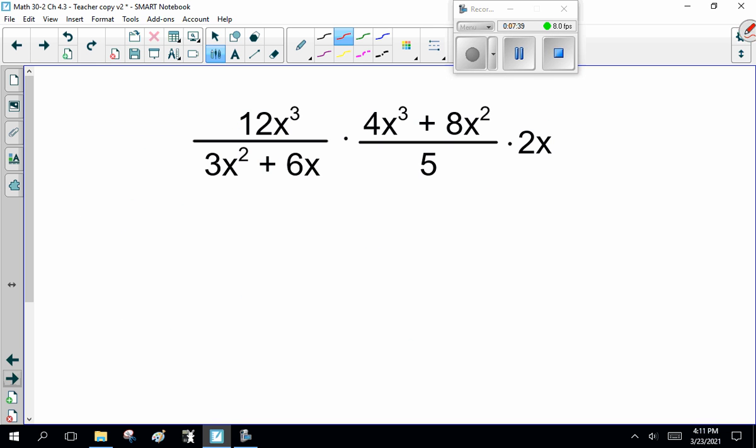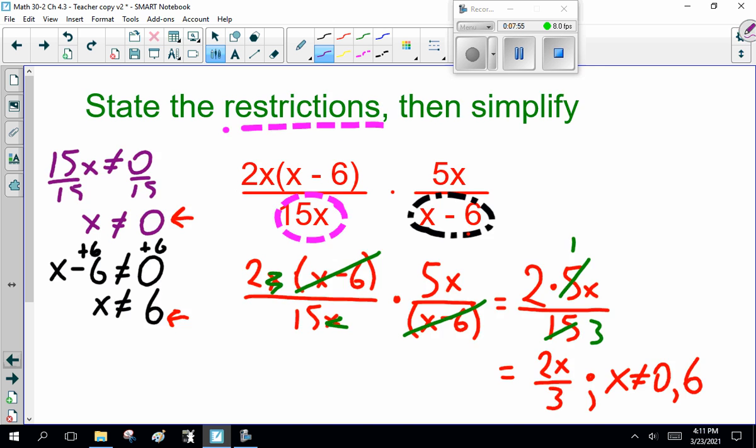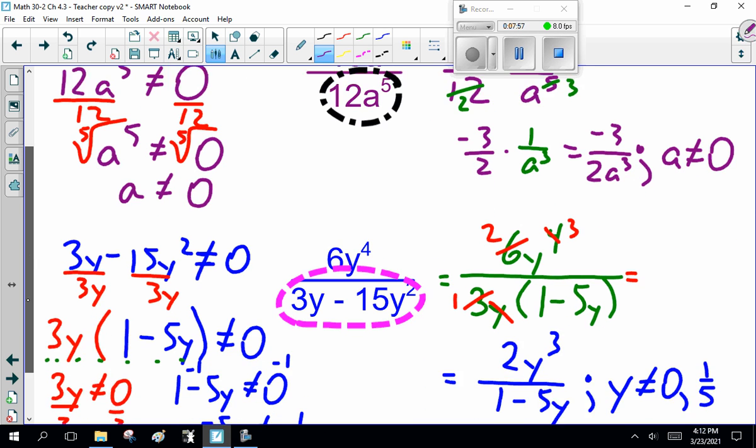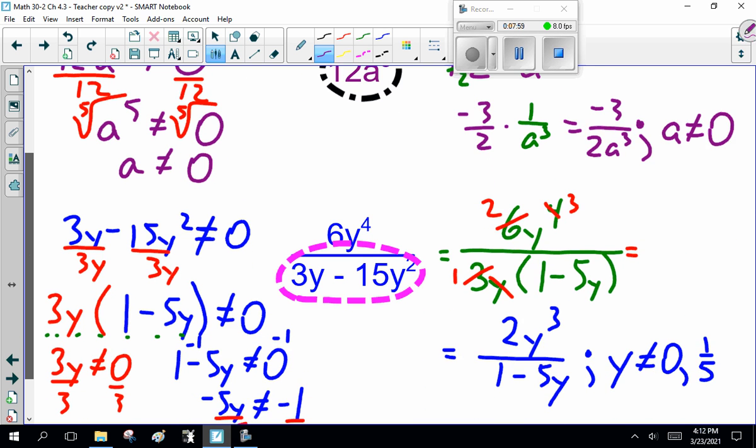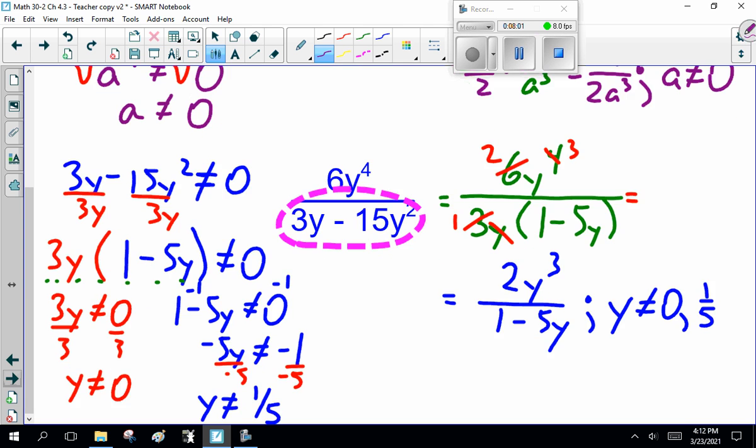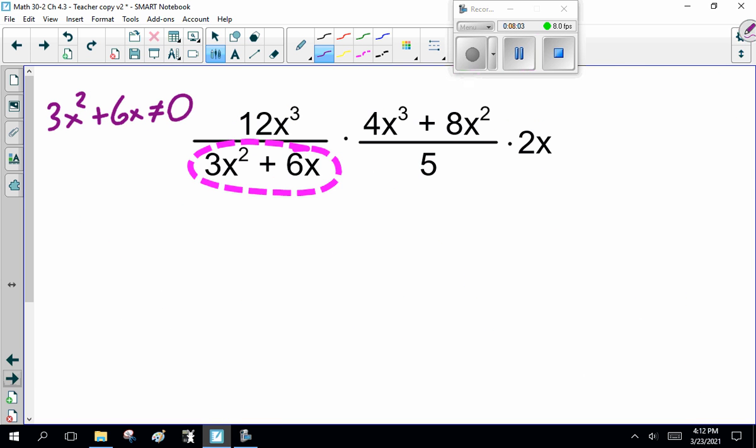So, one more. Okay, oh, this is a little bit nasty, but it's not so bad. Notice the first denominator, 3x squared plus 6x. Well, we did one of those denominators back here where you're adding stuff. 3y minus 15y squared. Factors, simplify by factoring out as much as you can.